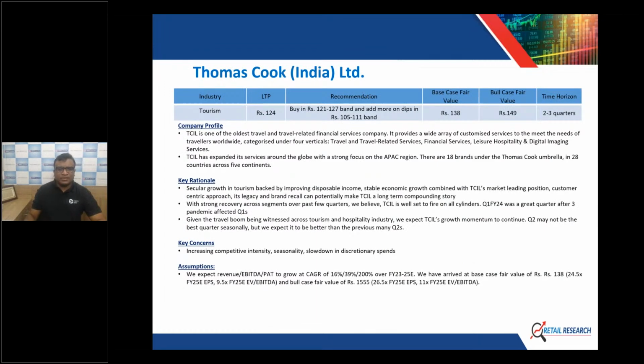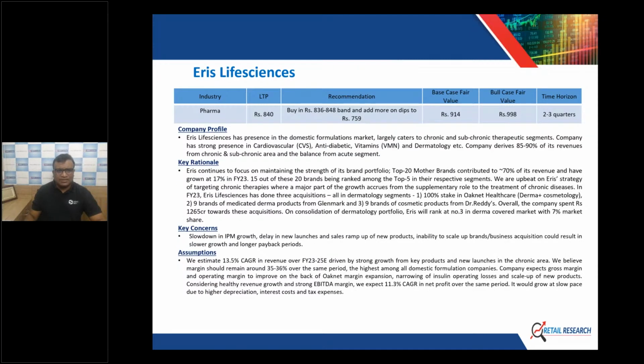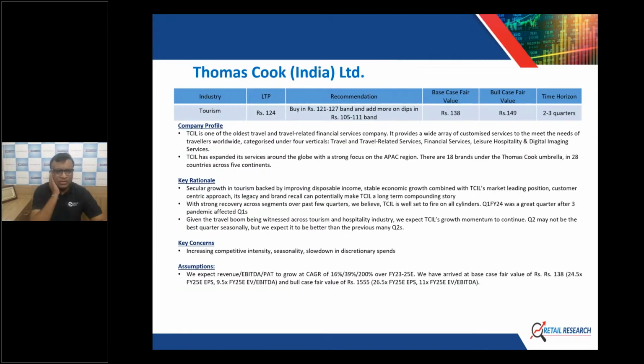So the two recommendations which we have issued today are Thomas Cook and Eris Life Sciences. I'll speak about 1 minute each. On Thomas Cook, we are asking investors to buy in the 127 to 105 range. The price was 124. The targets are 138 and 149.